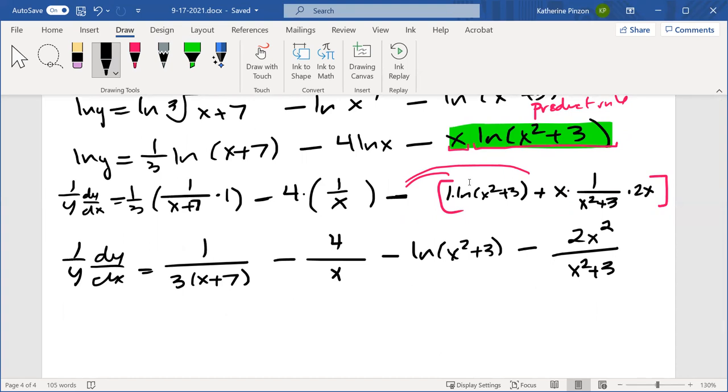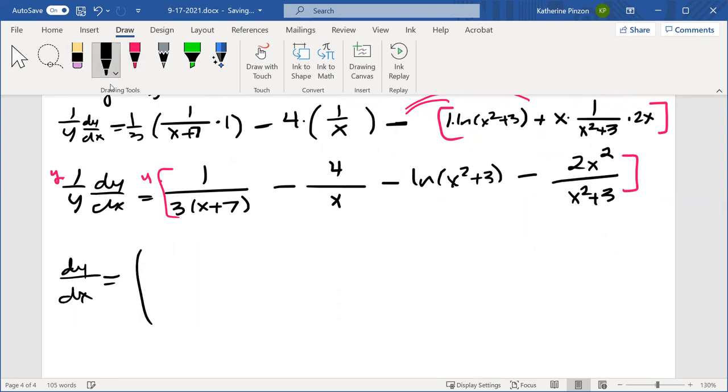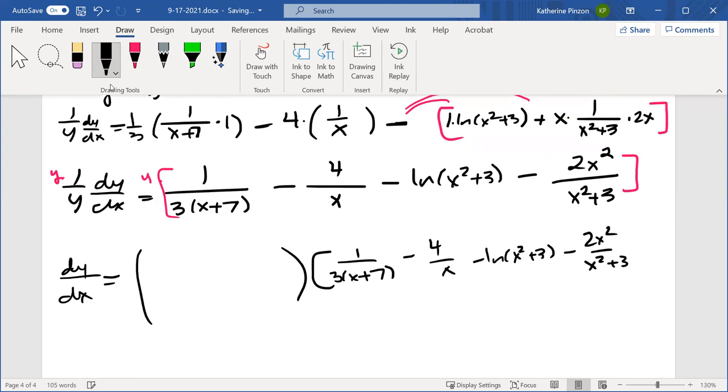Okay, I have one more step to do. What is it? Yeah, move that y to the other side, right? So dy dx, I'm not going to write it twice. I'm going to write it once. So I'm going to put this y here, put this guy in a big bracket. And so I'm going to say dy dx is y, which was that whole big thing, times this guy. And I got to write that whole big thing, which was what? Cube root x plus 7, x to the 4th, and then x squared plus 3 to the x.